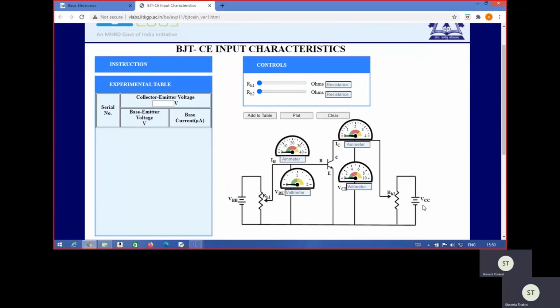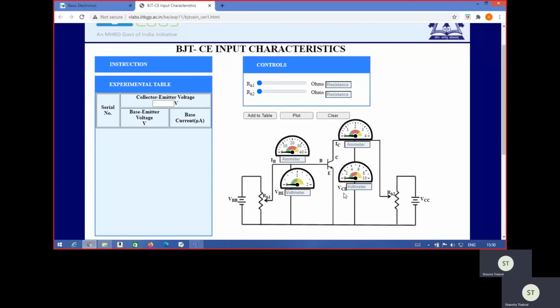And as we are plotting the input characteristics of BJT, how do we define input characteristics? That is a plot between the input voltage and input current, keeping the output voltage constant. Input voltage is measured between base and the emitter, and the input current is the base current because the input terminal is the base terminal. So input voltage is VBE and the input current is IB, and the output voltage is between collector and emitter, that is VCE. So we need to have a plot between VBE and IB, keeping VCE constant.